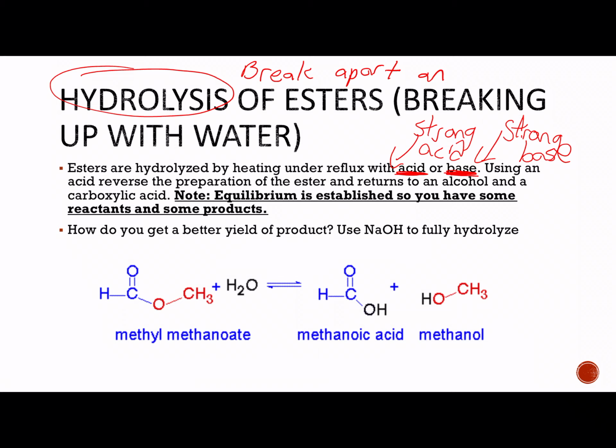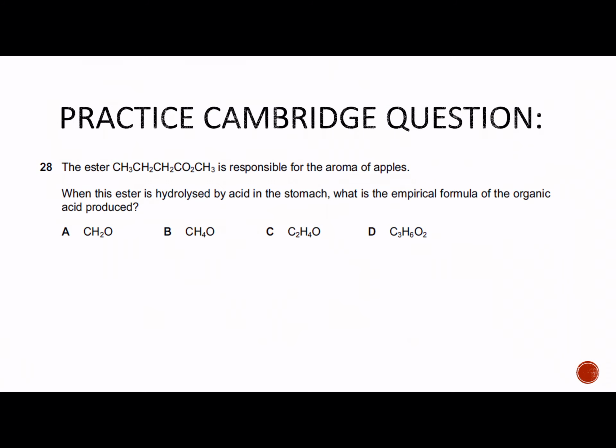All right, so when we use the acid and reverse the preparation of the ester, return it to an alcohol and a carboxylic acid, you will have some reactants and some products, but you'll get a better yield of product if you use NaOH. Meaning, if I really want to break it apart, use sodium hydroxide. This is my answer if I have an acid as my catalyst. If I have a base as my catalyst, it'll actually be a little bit of a different answer.